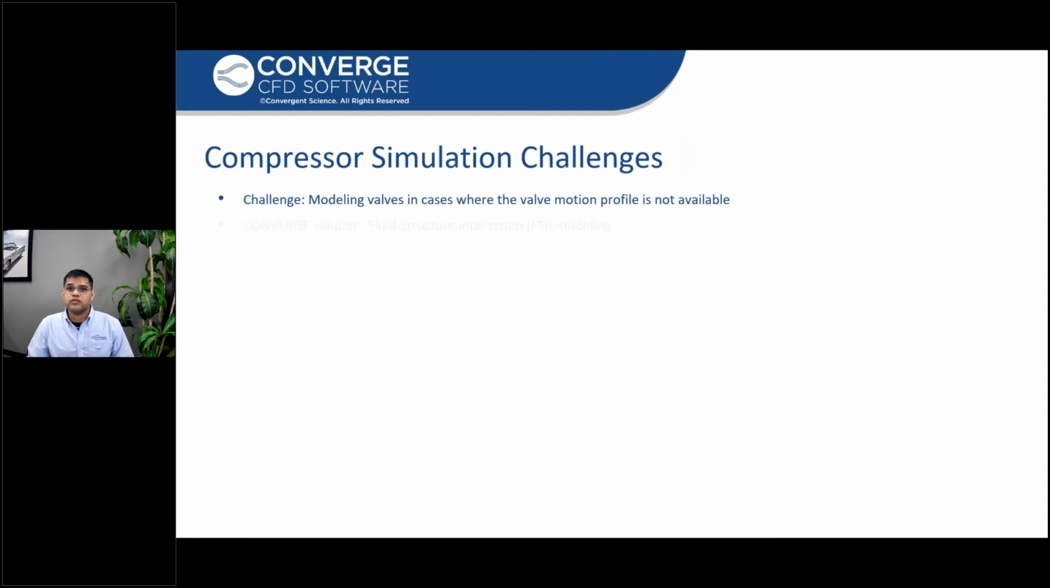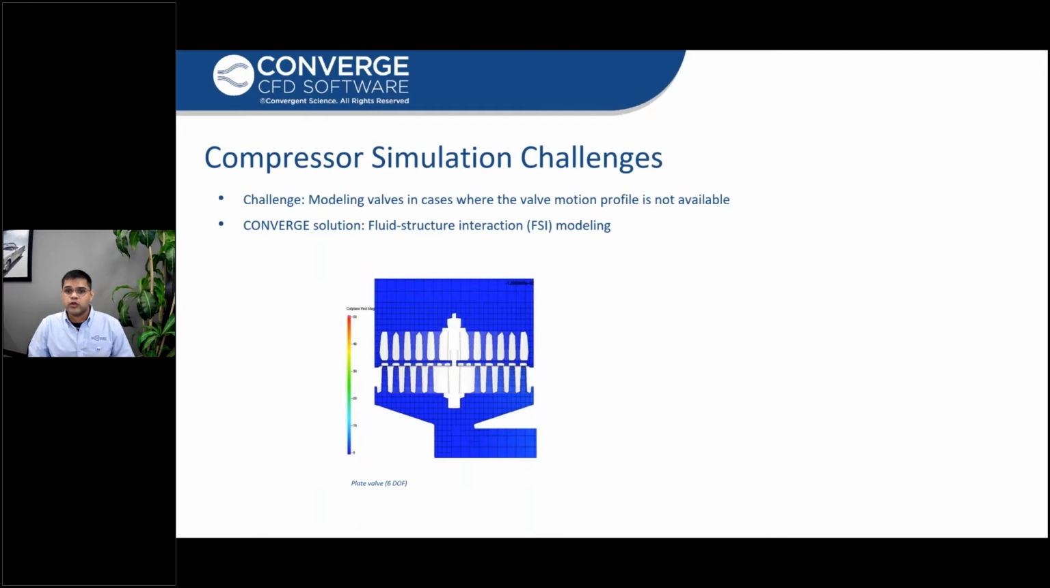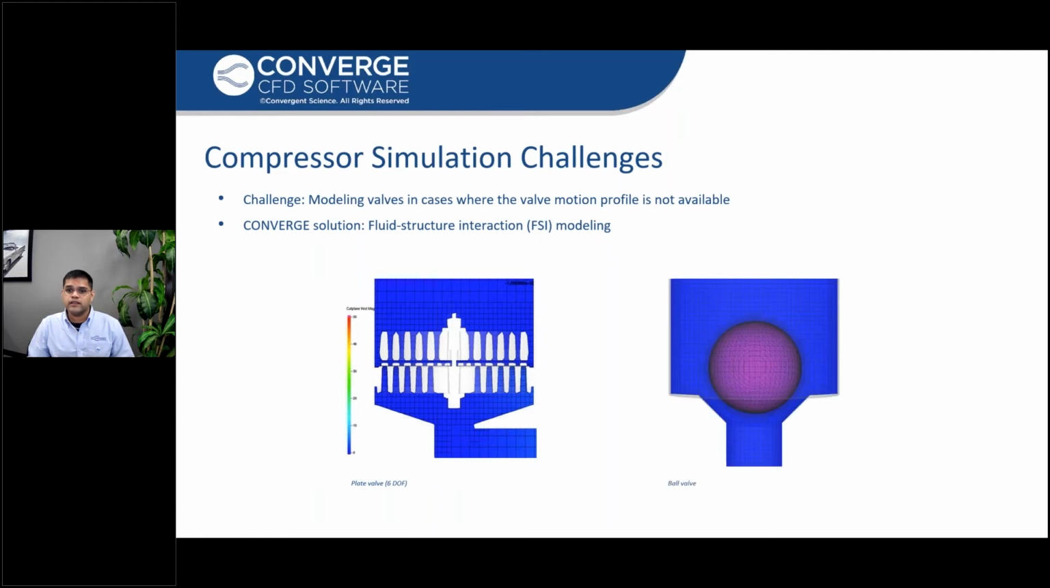The next challenge is modeling walls in cases where wall motion profile might not be available. So what is the solution provided by CONVERGE? It's fluid structure interaction modeling, or FSI modeling. CONVERGE provides very robust FSI modeling capabilities, allowing motions of up to 6 degrees of freedom for rigid body FSI.